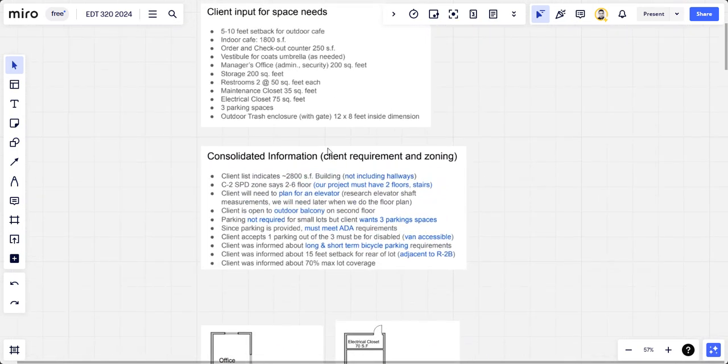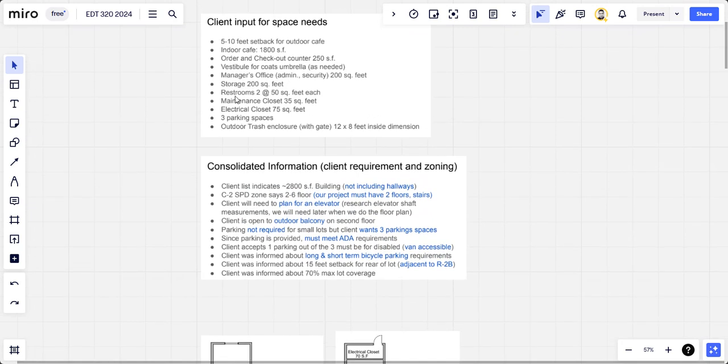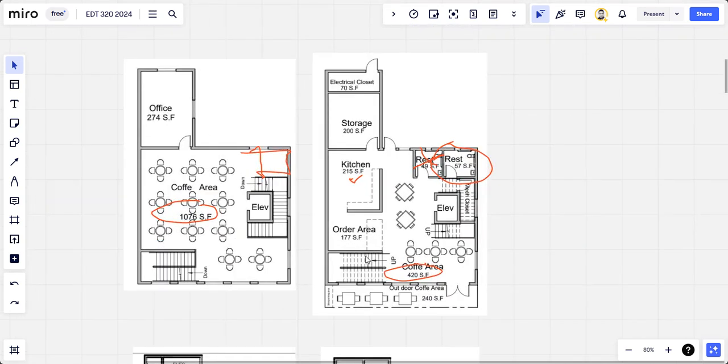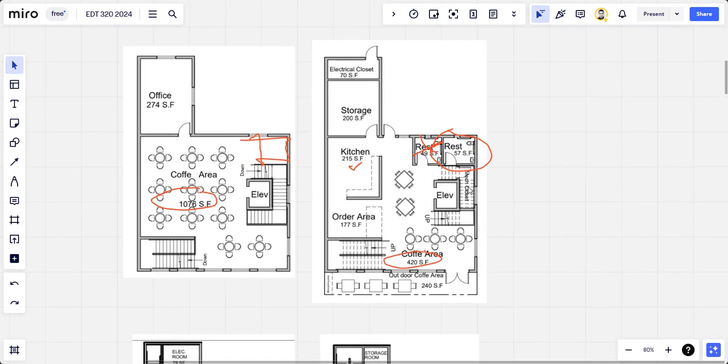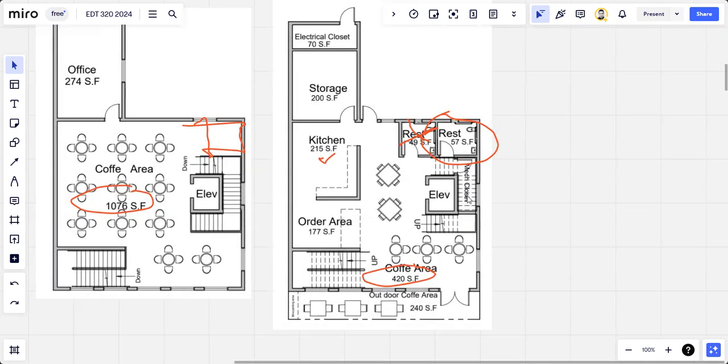There you go. So the manager's room is 200, ordering check-in 250, and then 50 for the restroom. Maintenance closet 35. You just have to make sure that you have all of those, including the maintenance closet, and you can see that the designer put that below. Okay, the stair, and you just have to make sure that it is 35. It doesn't look like it's 35. Okay, and then you need to increase your square footage on your sitting area.